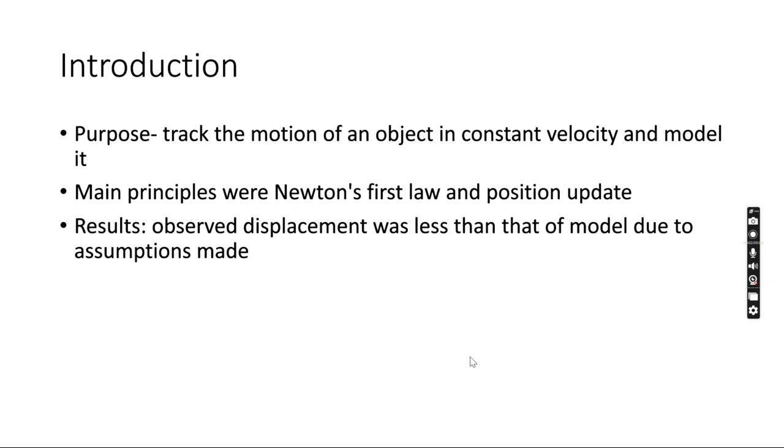So the purpose of this lab was to track the motion of an object at constant velocity, as well as code and model an object at constant velocity based on observed data. And the main physics principles at play were Newton's first law and the position update formula.